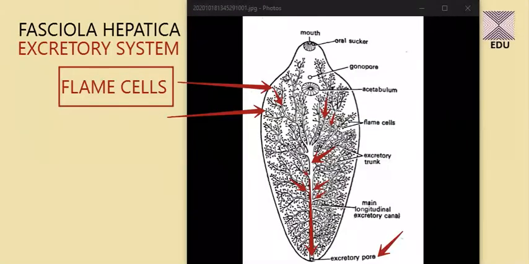Now in the coming slide, we'll take up first the organization, or the arrangement, of these flame cells: how they are arranged inside the body of Fasciola hepatica. First of all, all the flame cells are found scattered in the body of Fasciola. As you can see in the diagram, they are present all over the body, in every corner of the body. Now we are taking up how they are arranged inside the body.